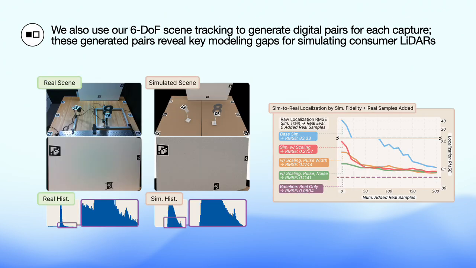Beyond the raw measurements, our 6-degree of freedom tracking lets us generate paired digital twins in simulation of each captured scene using Mitsuba 3. With these real-sim pairs, we can identify where simulations fall short for supporting inference with low-cost LiDARs. We find, for example, that we can measure the importance of modeling pulse shape, photon noise, and timing jitter for performing NLOS localization on real LiDAR measurements using only simulated samples.